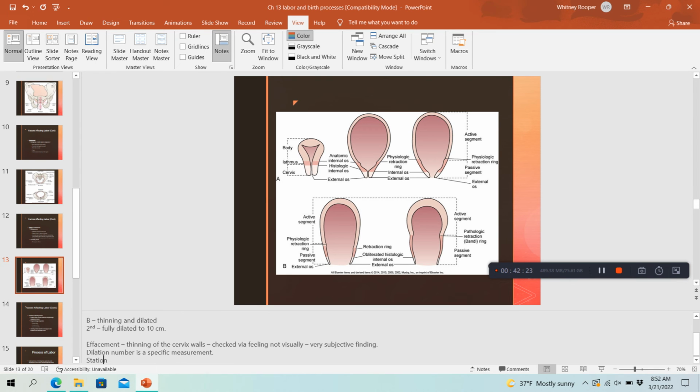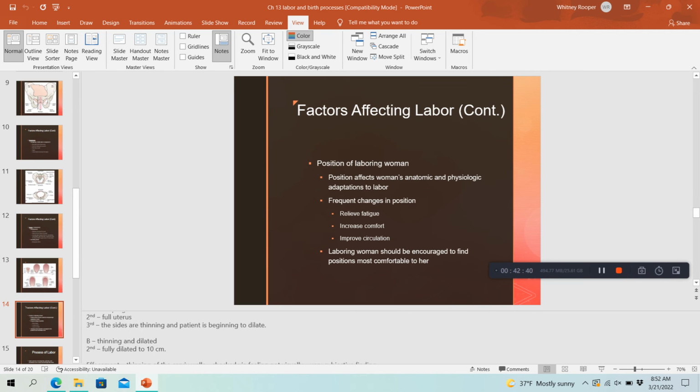Okay, so now we're down to position. We talked about all the Ps. We've got 2 left: the position and the psychological response. I said that position made a big difference in the labor process. Position affects the woman's anatomic and physiologic adaptations to labor, for sure. So gravity is gravity. Sitting up and walking is more effective than laying flat in a bed, for sure.